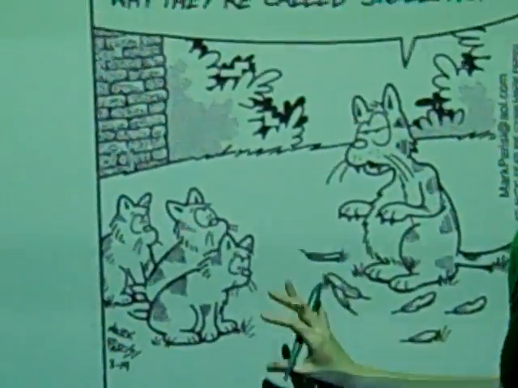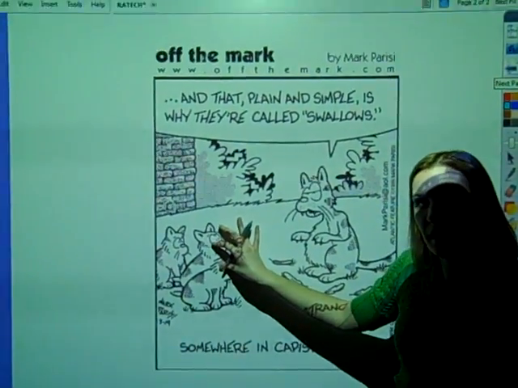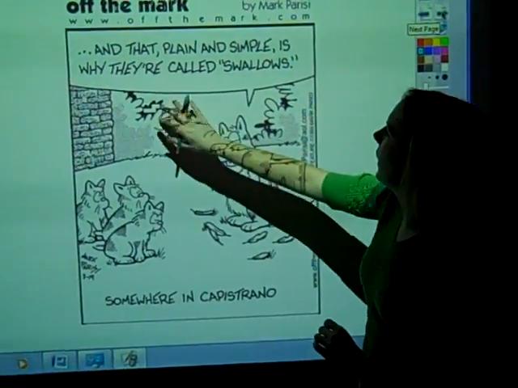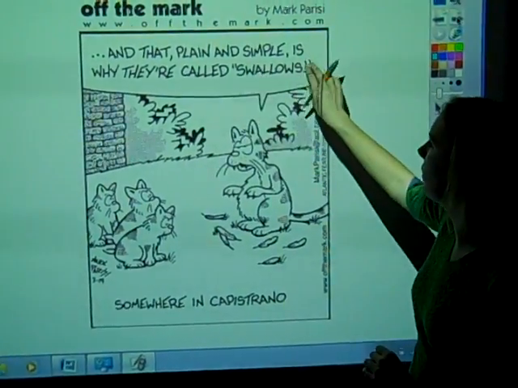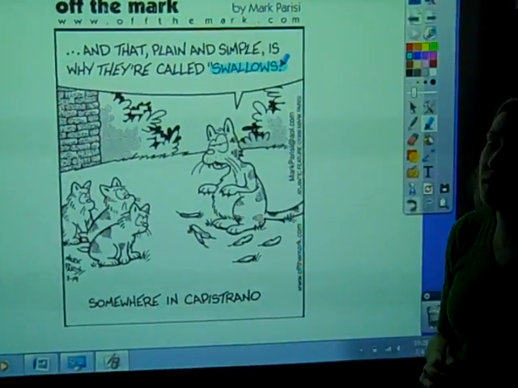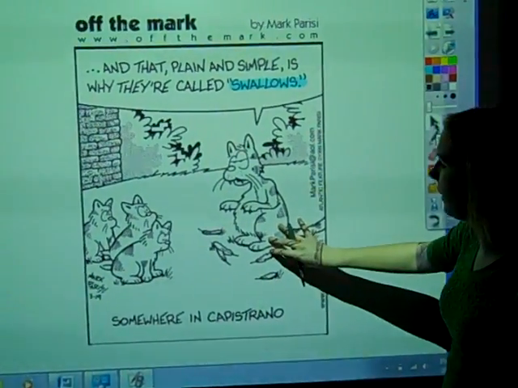Also within Interactive Whiteboard you can look at images, and we have a comic here that we can do a talking to the text. So when I look at this one, I read what it says, and I notice the word swallows is in quotation marks. So that's a word that's sticking out to me that I know is going to be the punchline of the joke. You can also come back here and write on the picture.